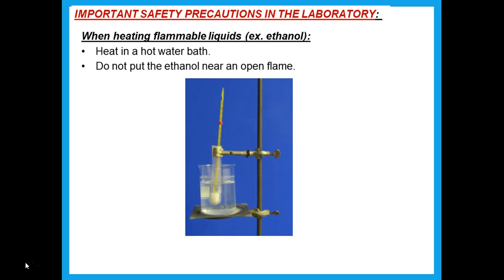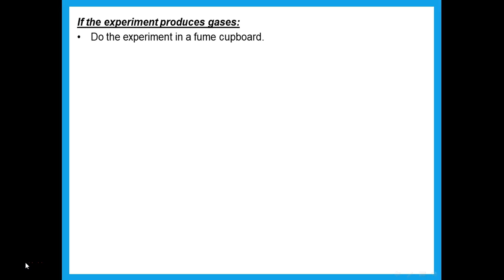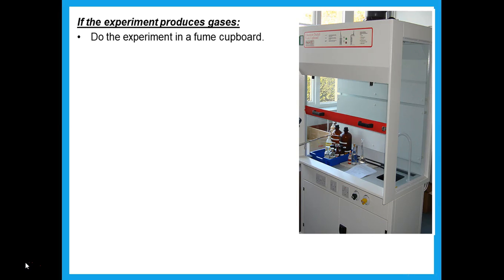We cannot put ethanol near an open flame, again, because this is flammable. If the experiment produces gases, so I look at the experiment. If it is something that is flammable, I say heat it in a hot water bath. But what if I'm not using something flammable? Then what should we do? We look again and see if it is an experiment that involves gases, whether it is using gas to react or it is giving out a gas, then I tell him do the experiment in a fume cupboard.